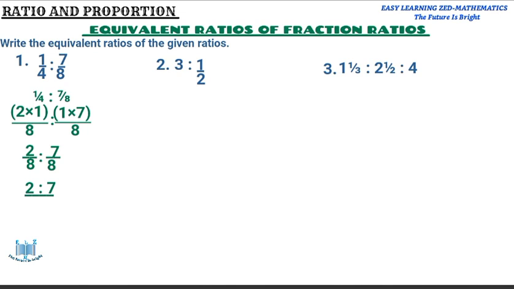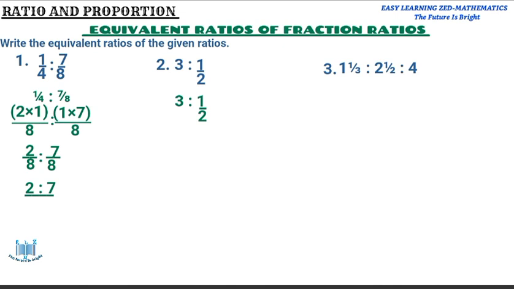Question number 2, we have got 3 to 1/2. Okay, 3 to 1/2, or 3 to half. Okay, so now what I'm going to do is I'm going to rewrite that ratio. Once I've written that ratio, the next task I'm going to do is I'm going to change 3 to become a fraction without 3 losing its value.